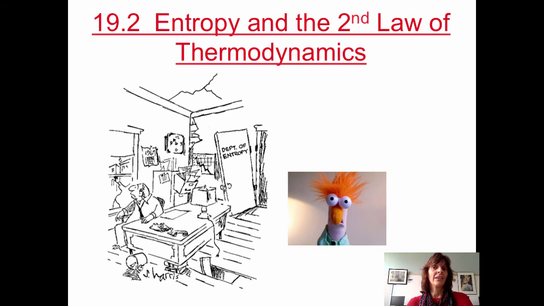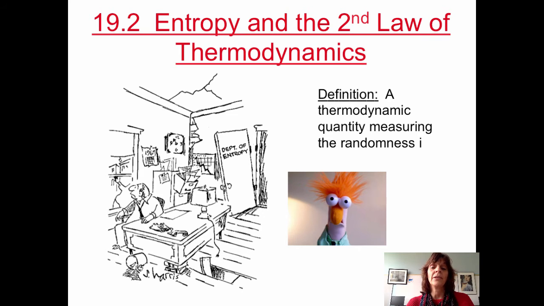All right, second law of thermodynamics. Definition: a thermodynamic quantity measuring the randomness in a system.